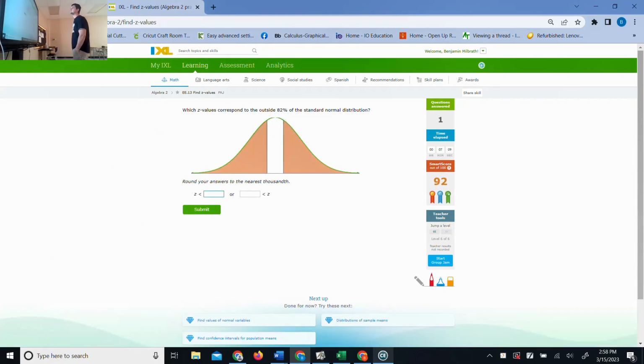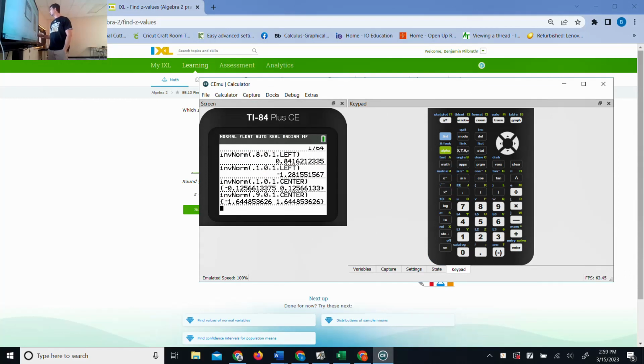Outside 82, the outside 82 is the same as the inside 18. That's all you got to do. Same as the inside 18. So, second, vars, inverse norm. I want the middle 18.